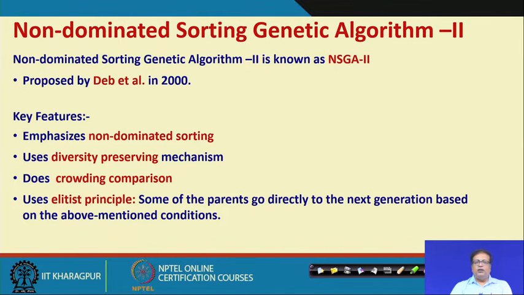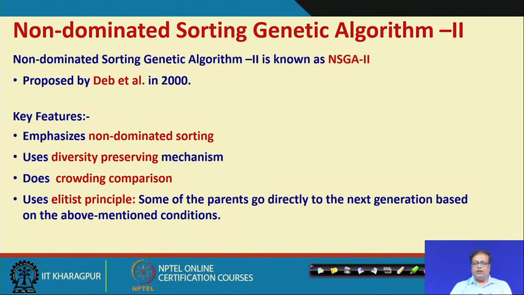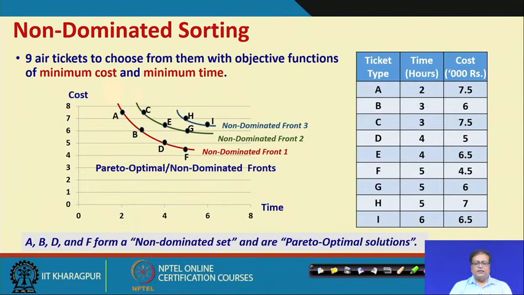It does a crowding comparison, we will explain it later, in order to achieve this. And finally, it also uses the elitist principle. Some of the parents go directly into the next generation based on the above mentioned conditions. Exactly how NSGA-II is applied, the exact method of metaheuristics, specifically the elitism and others, can be understood in the next lecture. But in this particular lecture, we shall specifically try to understand the non-dominated sorting and the diversity preserving through the crowding comparison, or crowding distance calculation.